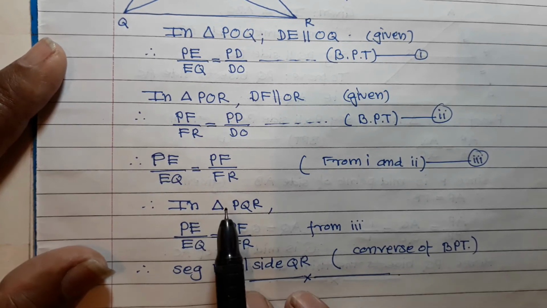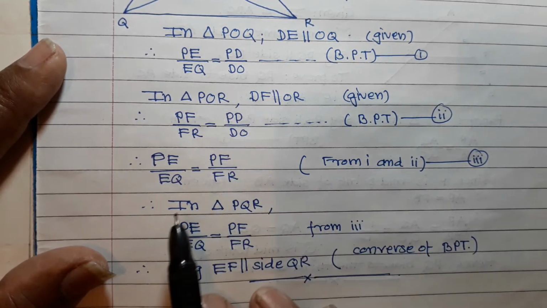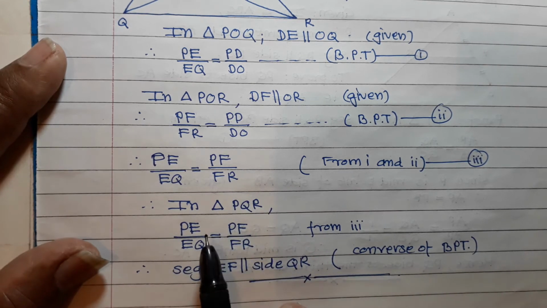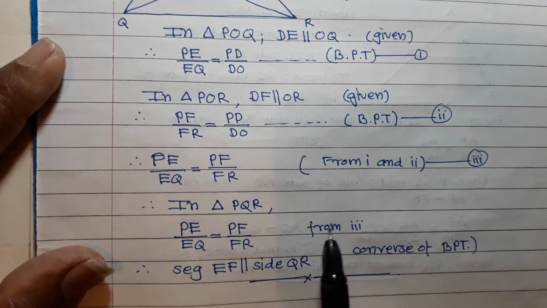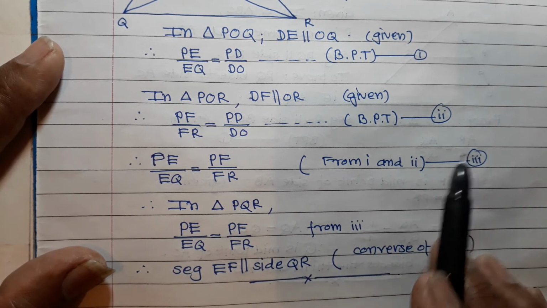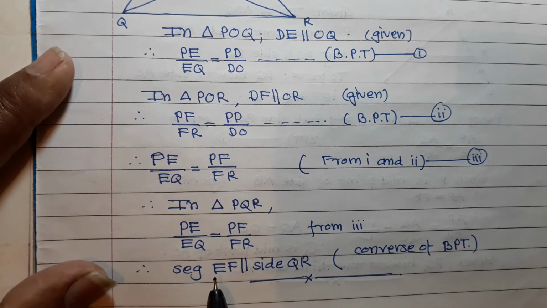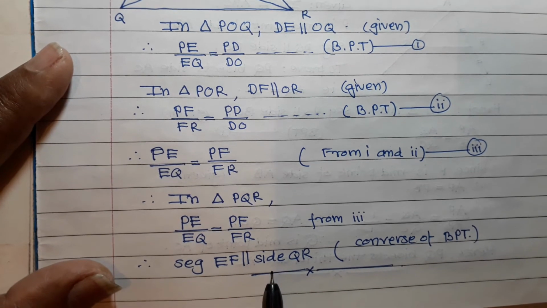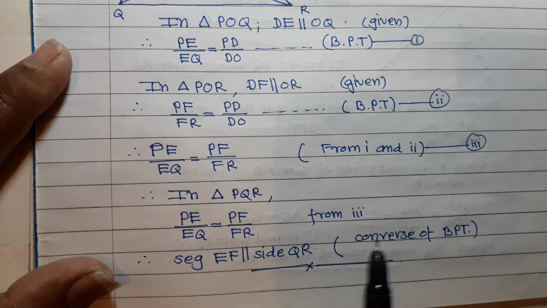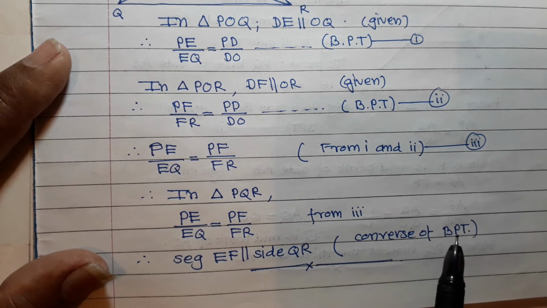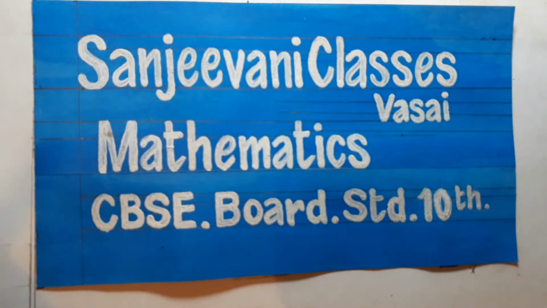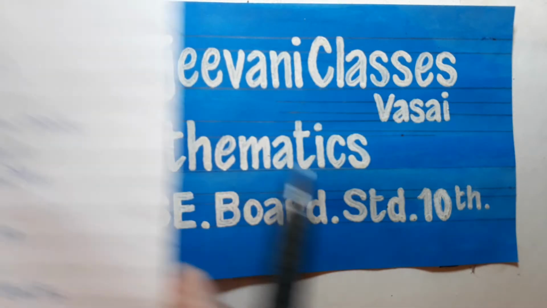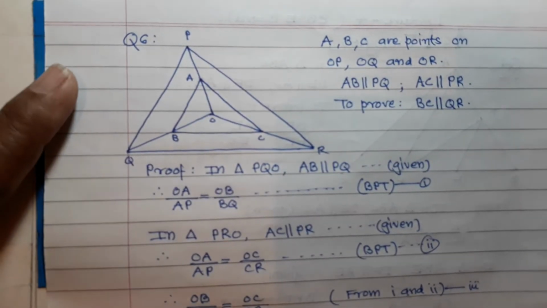So in triangle PQR, PE upon EQ is equal to PF upon FR from 3, and therefore EF is parallel to side QR, converse of BPT. Okay. Question number 6.